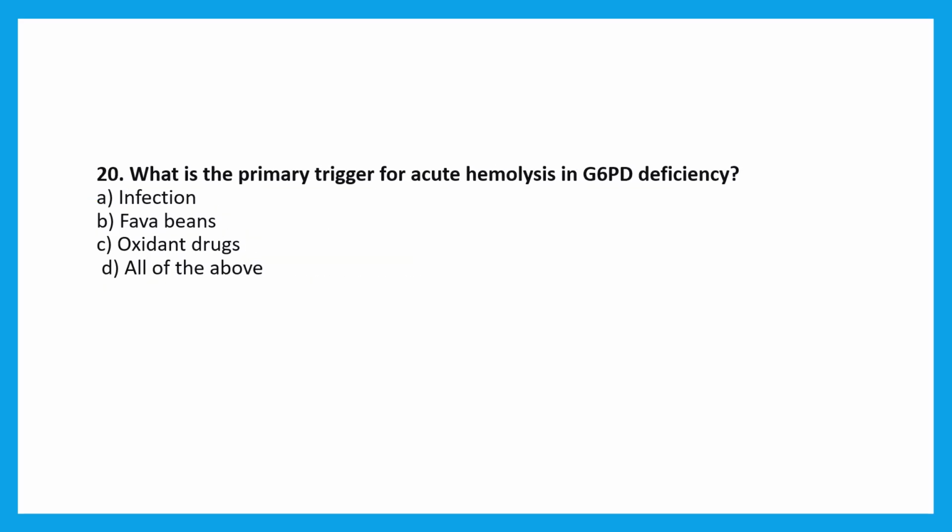Question number 20. What is the primary trigger for acute hemolysis in G6PD deficiency? Okay.